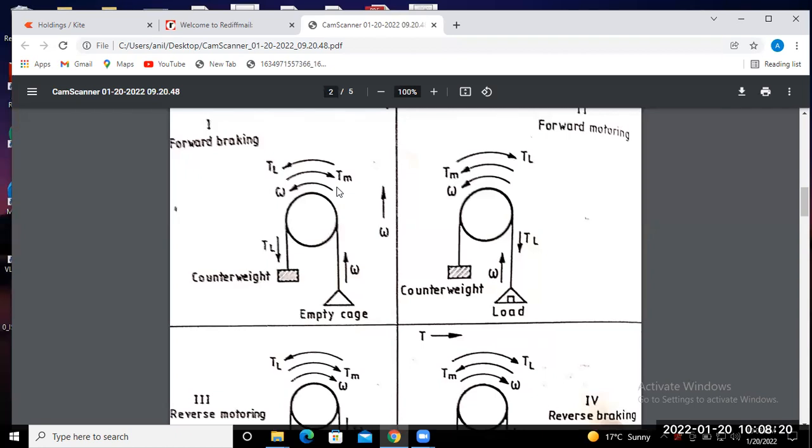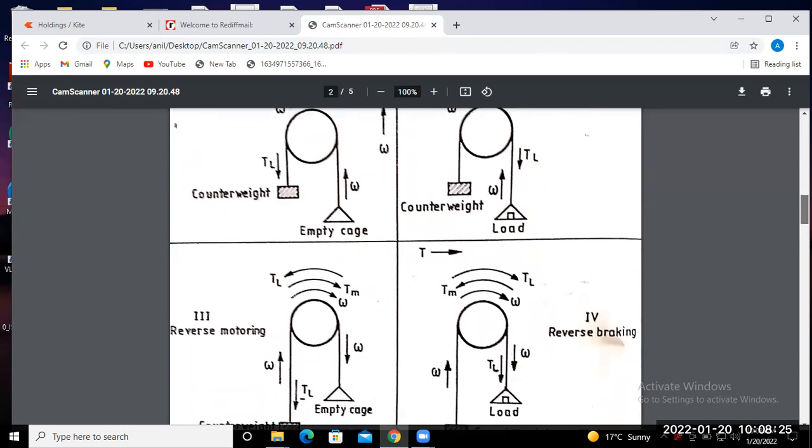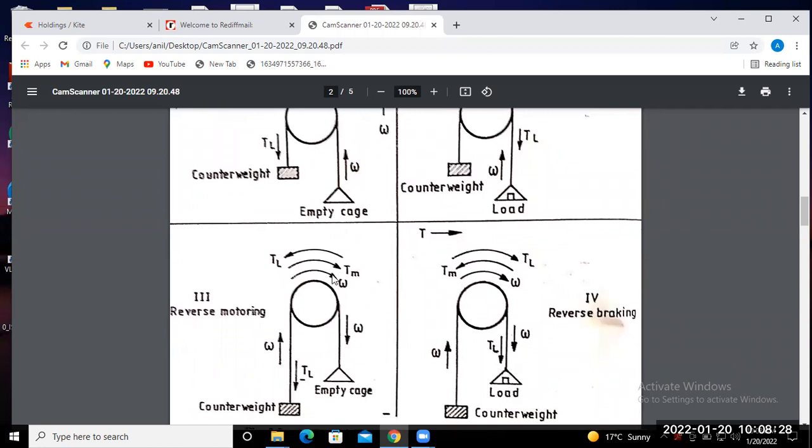And in the third quadrant, the electromagnetic torque as well as the speed are in the negative direction. So this mode of operation is known as reverse motoring. The motor runs in the reverse direction. That means the actual direction of motion of this bucket is downward, and the load torque is also acting in the downward direction. So this quadrant operation is known as the reverse motoring mode.